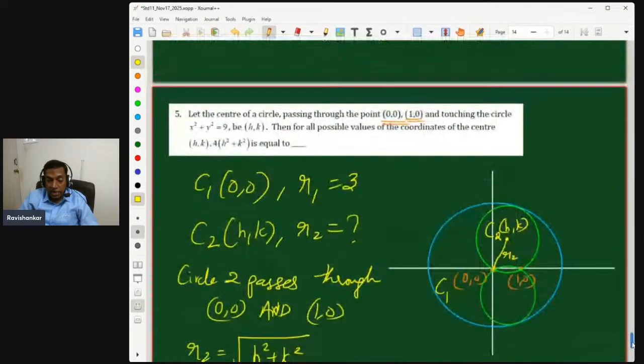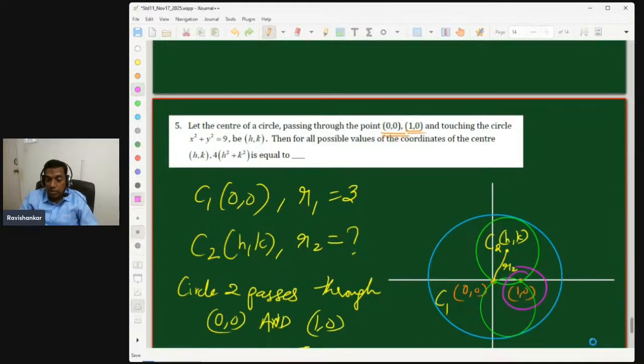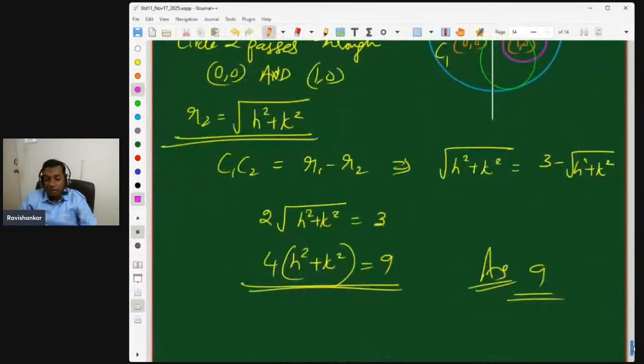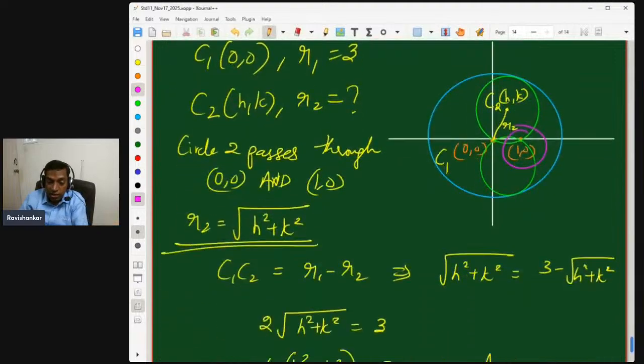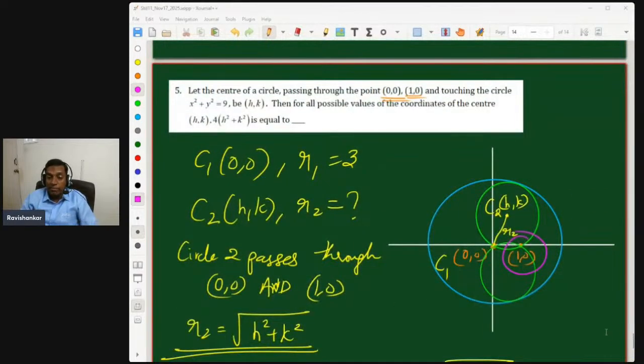The answer is 9. Now, in fact, it turns out that we don't have to use this fact at all. We are not using the idea that it passes through the point 1 comma 0, because that means you'll get H minus 1 whole squared plus K squared, etc., which you don't need here. You're not asked to solve for H and K. You're only asked what is 4 into H squared plus K squared. That is the big idea in many of these questions.